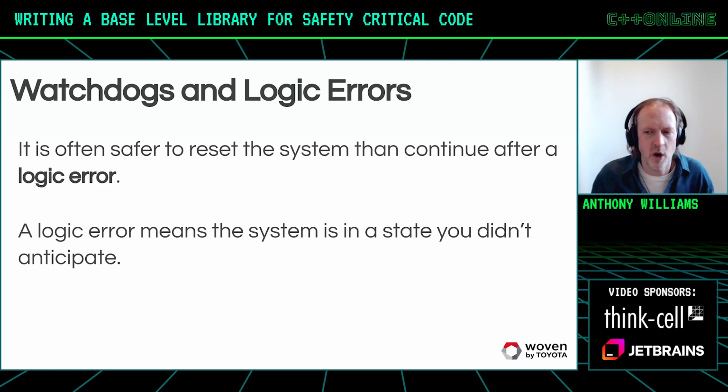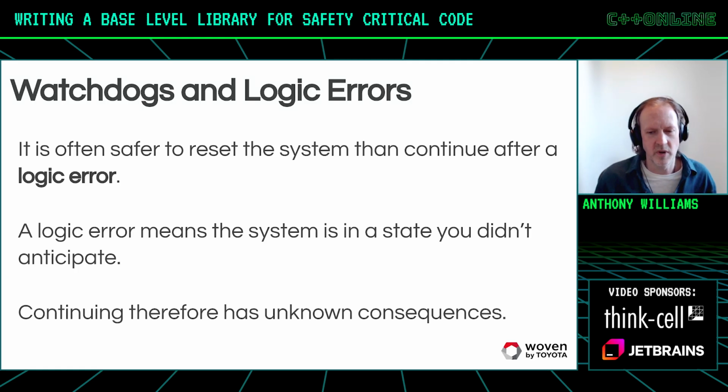Because the system as a whole isn't in a state that you know how to deal with. It's not something you anticipated. And consequently, the behavior has unknown consequences. Sometimes, those might be unknown in the strict C++ undefined behavior sense, but they might just be, I don't know what's going to happen, and therefore it might be bad.